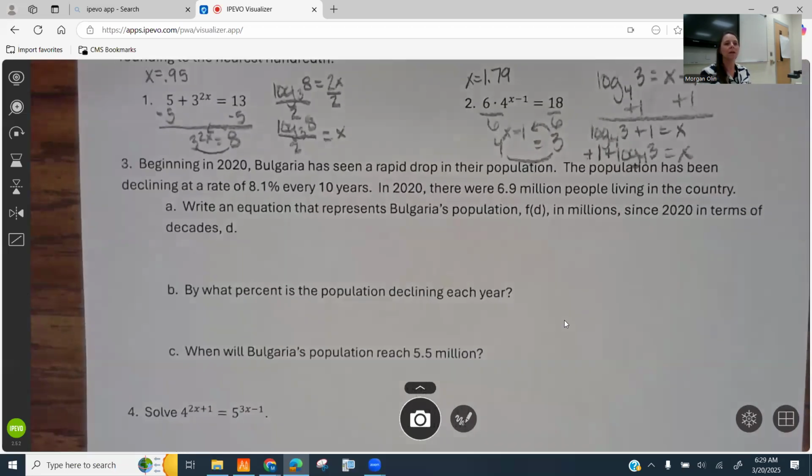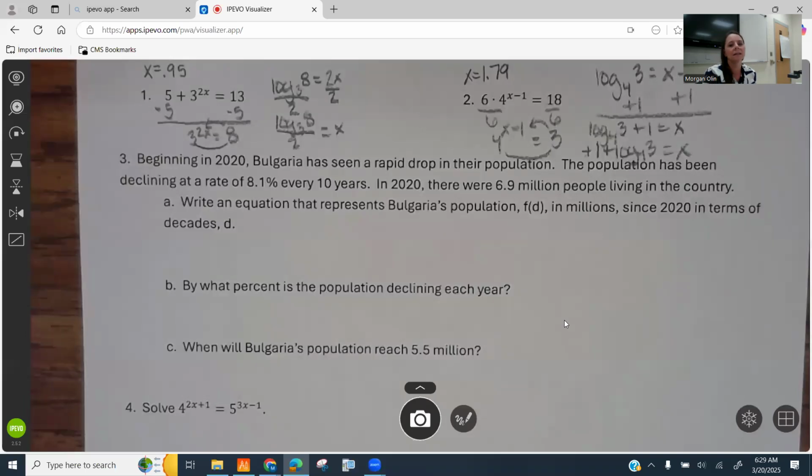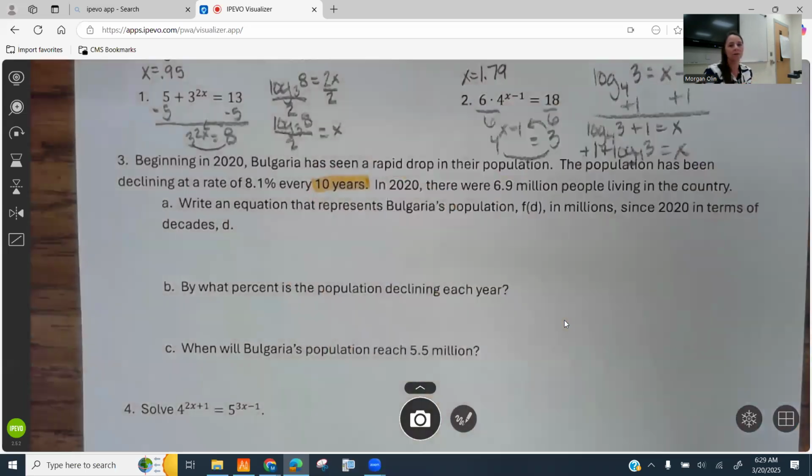Now, number three. Beginning in 2020, Bulgaria has seen a rapid drop in their population. The population has been declining at a rate of 8.1% every 10 years. So pay attention to that. You may want to highlight it, underline it: every 10 years. In 2020, there were 6.9 million people living in the country. Write an equation that represents Bulgaria's population, F of D, in millions since 2020 in terms of decades.